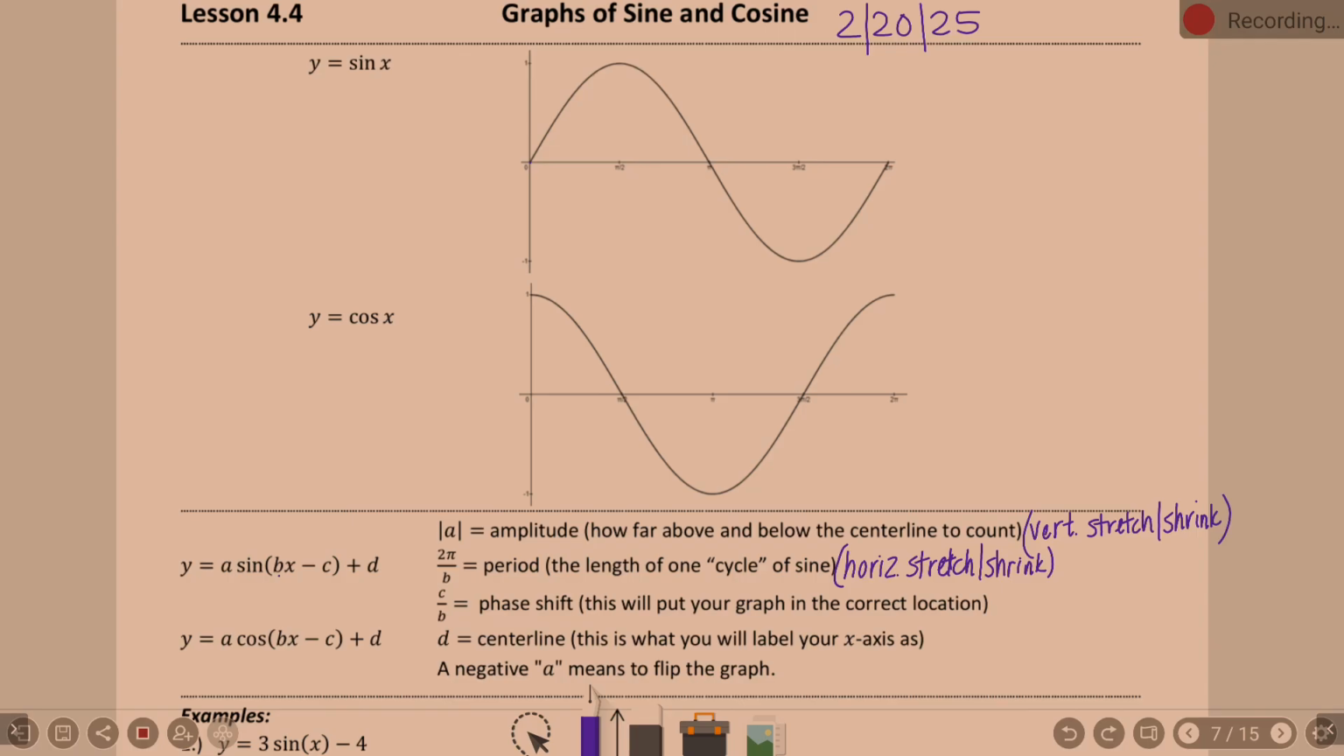C over B, which is the value added or subtracted in the parentheses divided by the coefficient of x, is your phase shift. When I talk phase shift, this is going to shift me left or right. There we go, left or right. Get my left and right with you guys. But it's going to phase shift. And so that's like our translations. Okay, our horizontal translations is what that's like in the past.